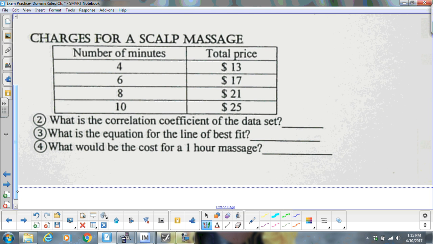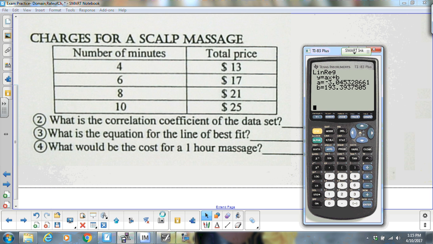All right, down here on this chart, we are going to be using what we did today. I need to go in and turn my correlation coefficient on, so turn my diagnostic on. That's done. All right, so stat, edit. It's going to be 4, 6, 8, and 10, and 13, 17, 21, 25. I'm going to hit stat calc 4 enter. My R is exactly 1.